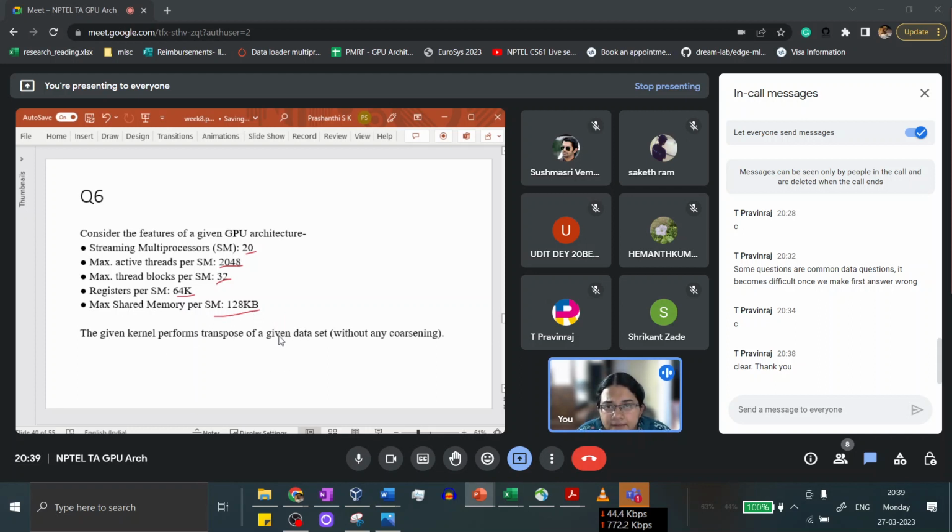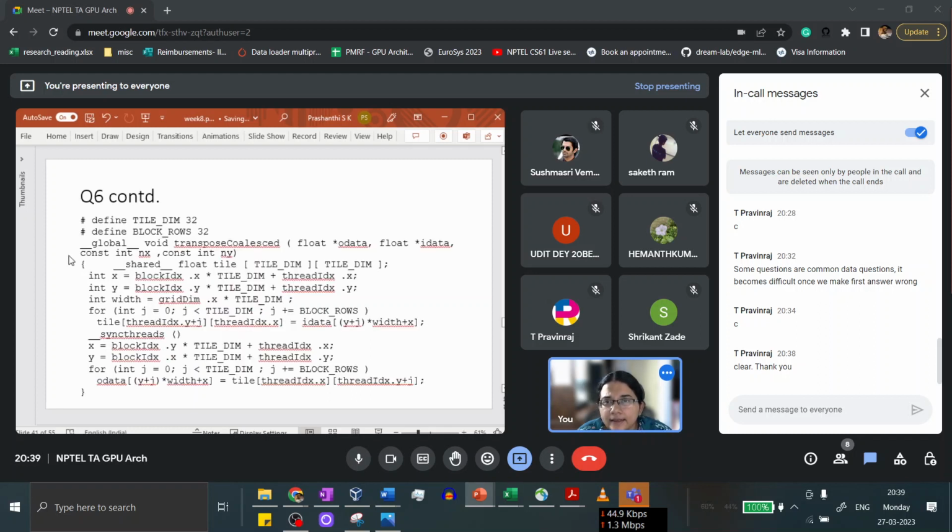Now the given kernel performs transpose of a given dataset without any coarsening. Here is the kernel. Tile dimension is 32, block rows is 32. It's called transpose coalesced, and there's a tile of tile dimension cross tile dimension, and your x and y are calculated this way, and you have a for loop that does this. I won't read this out. I'll pause here. This is the kernel that does transpose. I'll come back here and leave it here.